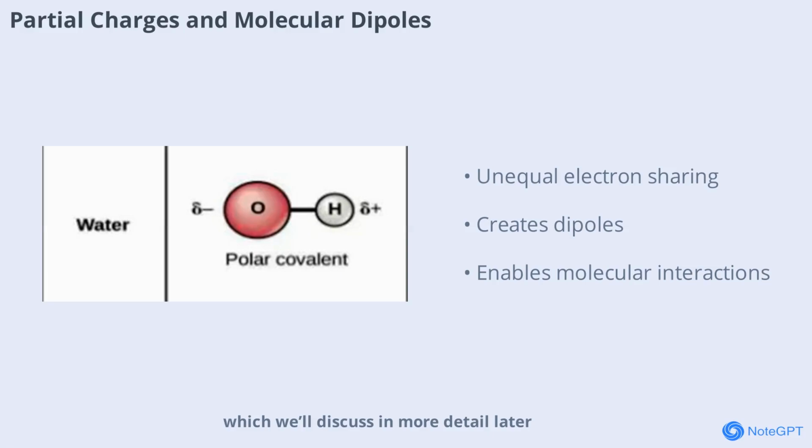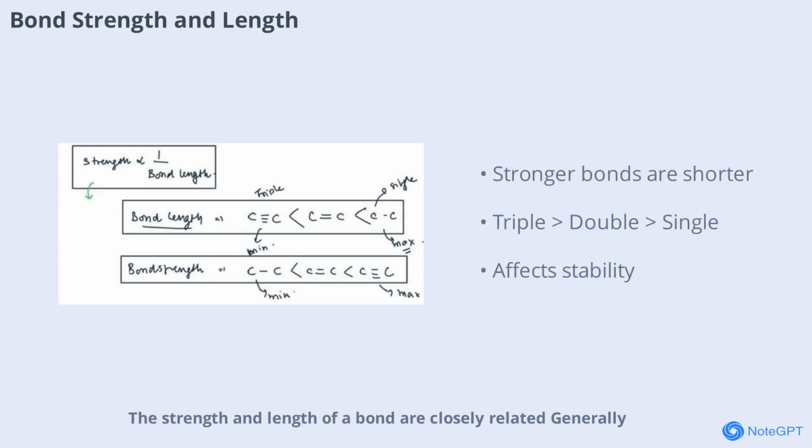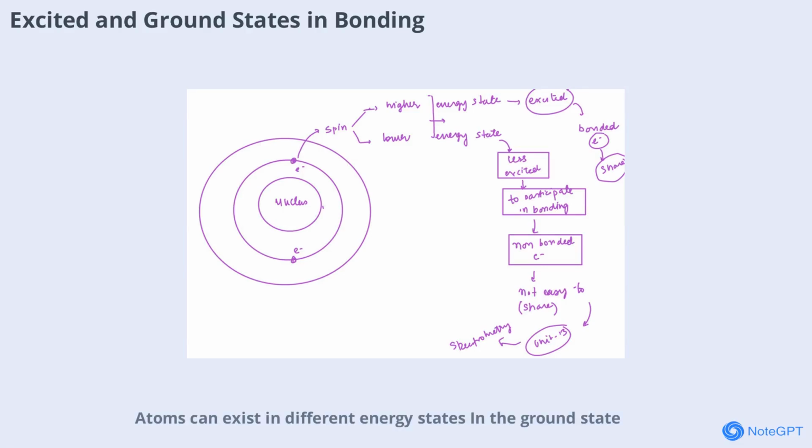Strength and length of a bond are closely related. Generally, the stronger the bond, the shorter its length. Triple bonds are stronger and shorter than double bonds, which are in turn stronger and shorter than single bonds. This relationship affects the stability and reactivity of molecules. For example, the triple bond in nitrogen gas makes it very stable, while single bonds are more easily broken and reformed during chemical reactions.